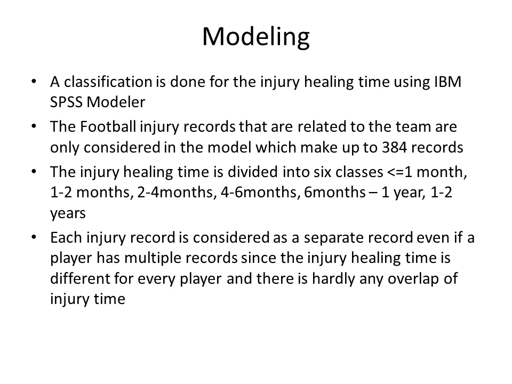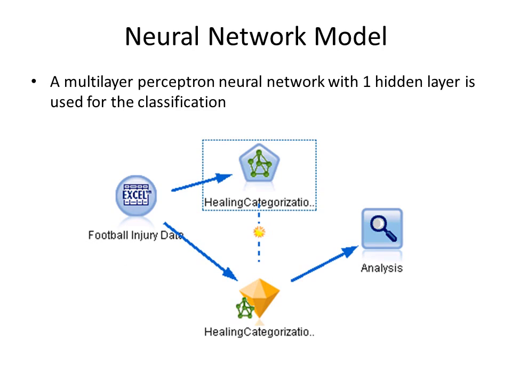Here I used 384 records which belong to football-specific injuries. Each injury record is considered as a separate record, even if a player has multiple records, since the injury healing time is different for different players and the injury start date and end date are different for different injuries. There was hardly any overlap seen between the injury records, so this is the basic assumption of the model. I used a multi-layer perceptron neural network with one hidden layer to do the classification.